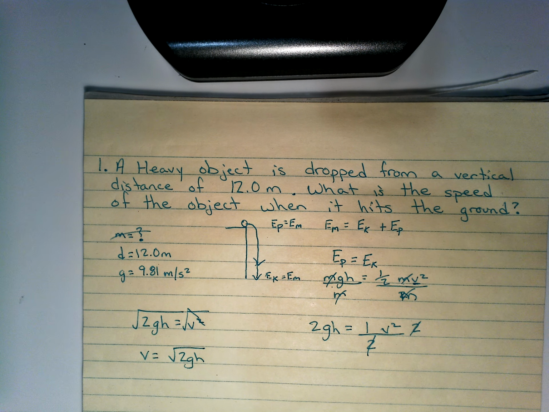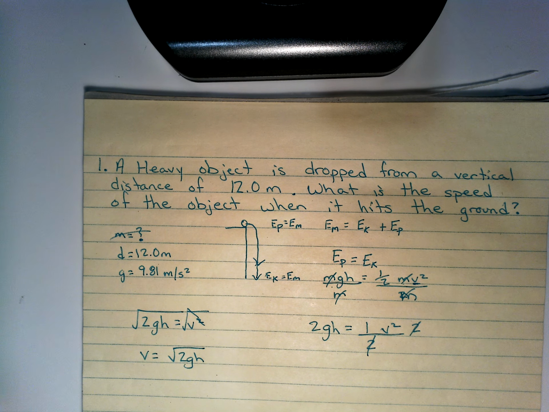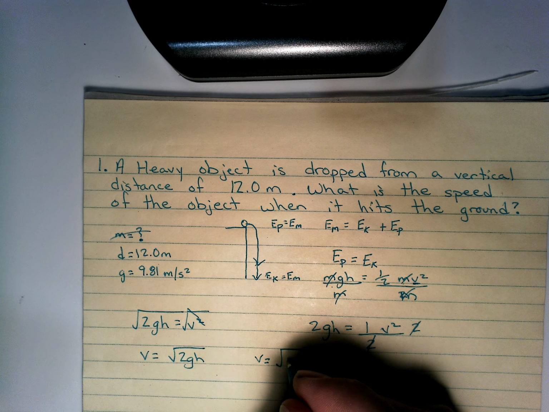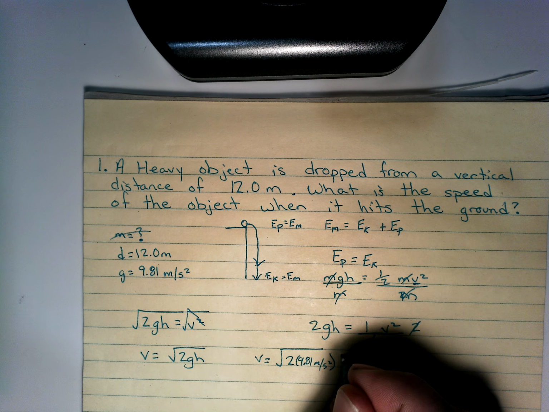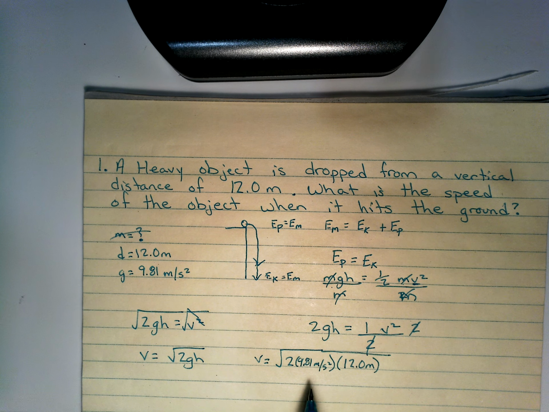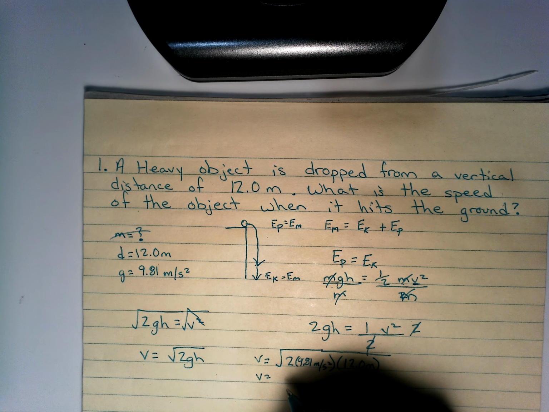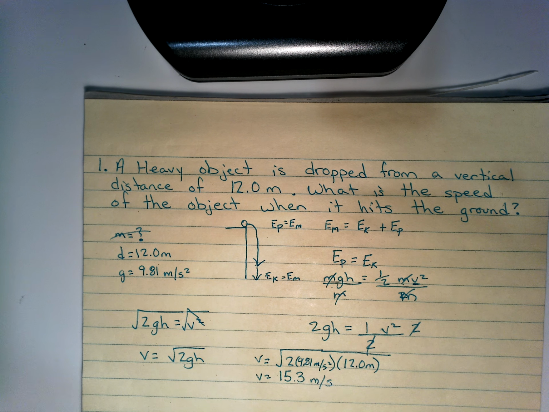That's a good formula to add to your formula sheet. You'll be using it a lot whenever you're given a height and asked to find the maximum speed. Now put our numbers in: 2 times 9.81 meters per second squared times 12.0 meters. For unit analysis, we have meters squared over seconds squared, and since we're square rooting, we get meters per second. Putting it in a standard calculator, we get 15.3 meters per second. That would be its maximum speed when it hits the ground.